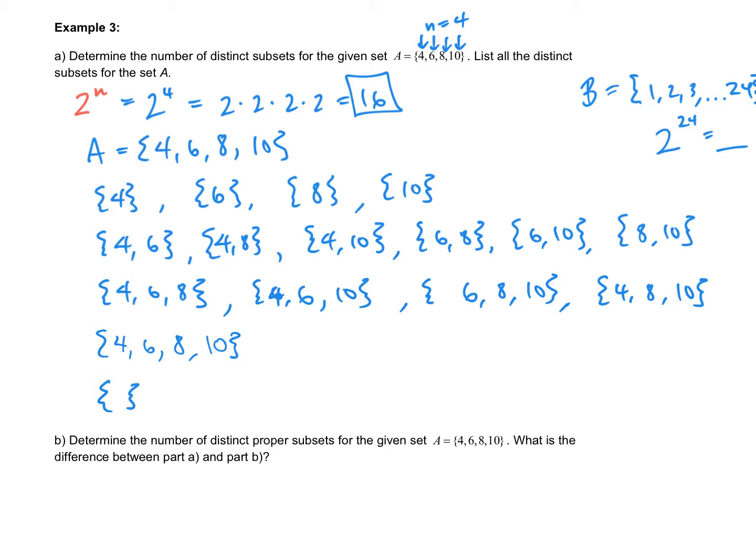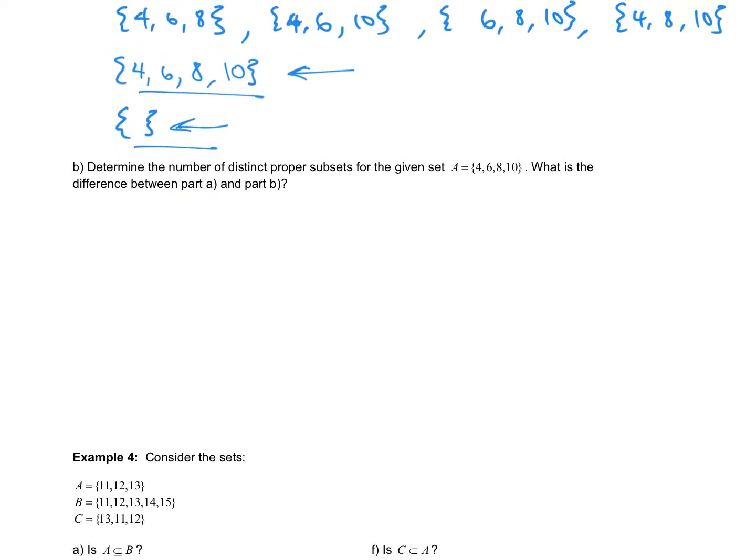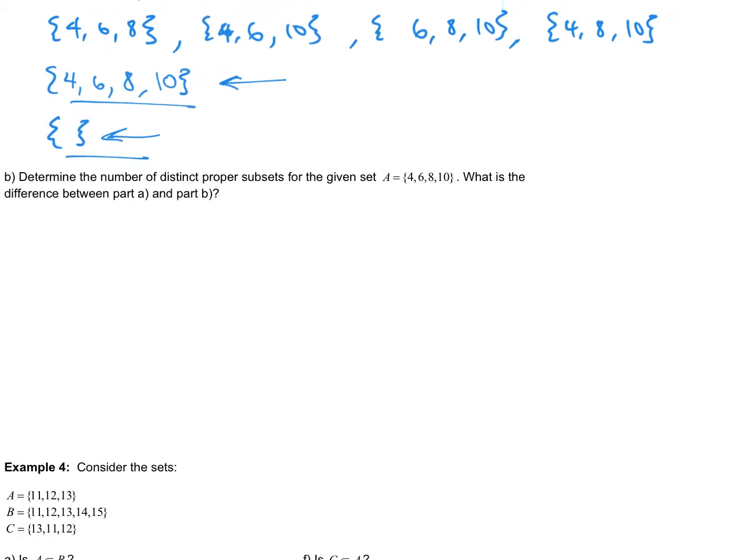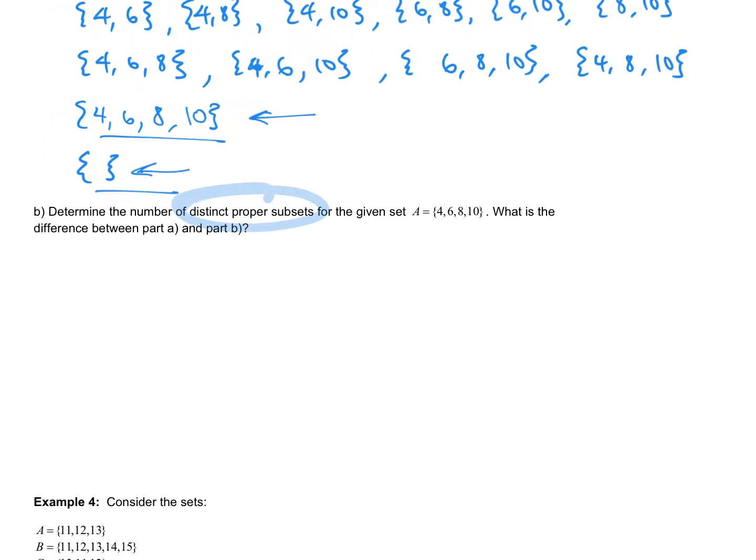So the listing that I did here is super handy in breaking it down with the elements, but it's pretty easy to forget the entire set, the whole A, and the empty set. So try to remember that when we talk distinct subsets, it's not just the ones that are less than the whole set, but it's the entire set A and the empty set every single time. And now it says determine the number of distinct proper subsets for the same set. What's the difference?